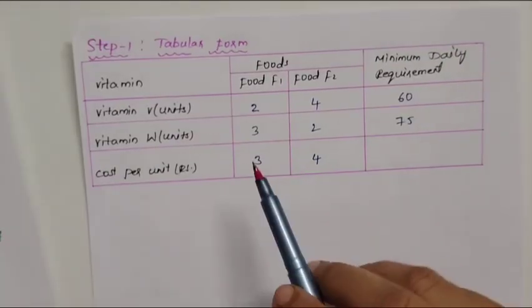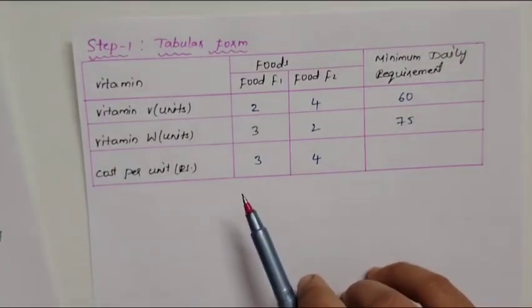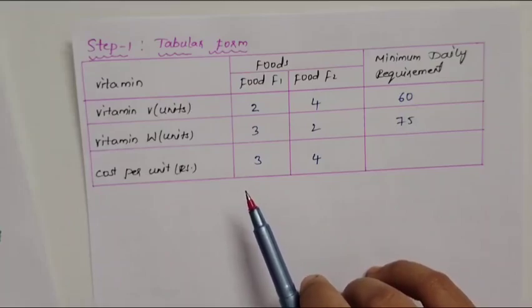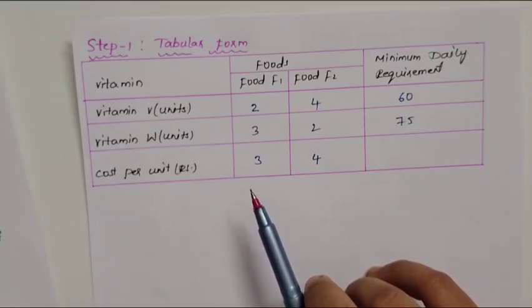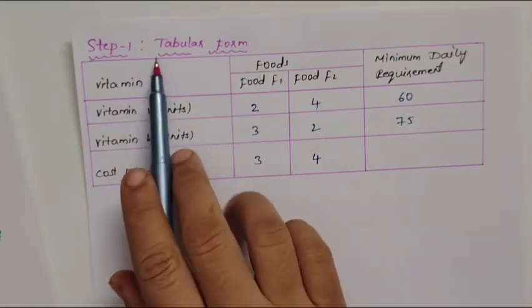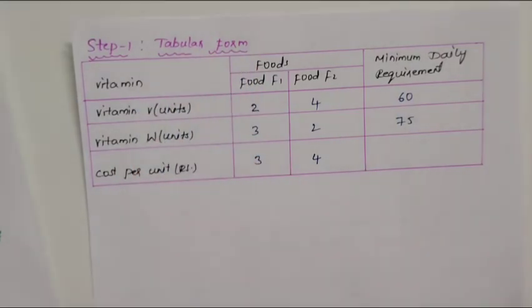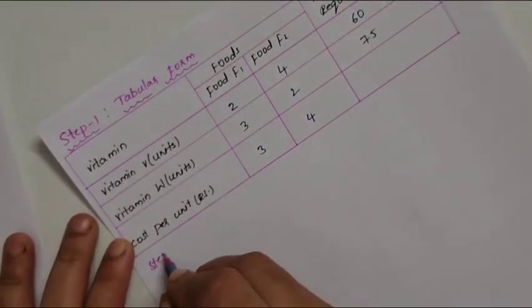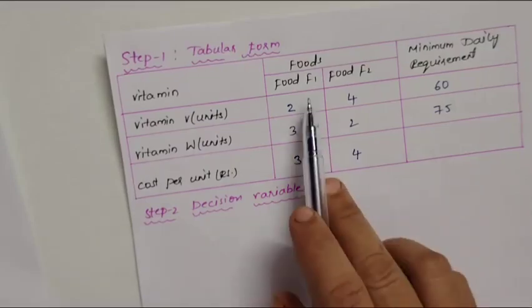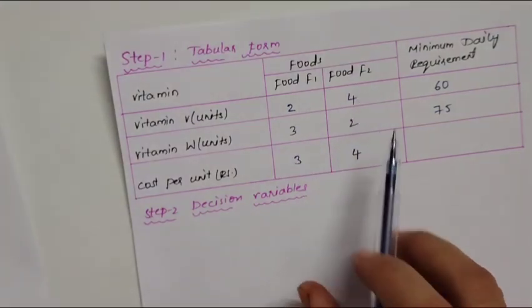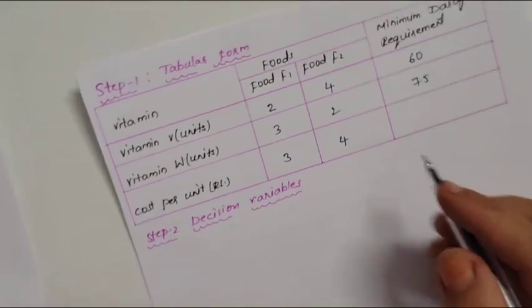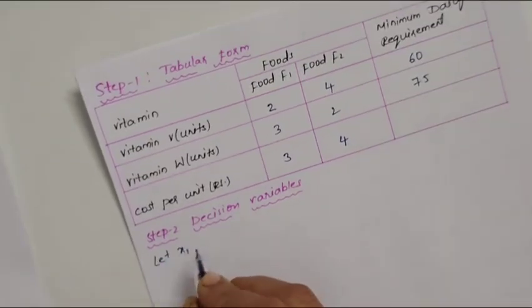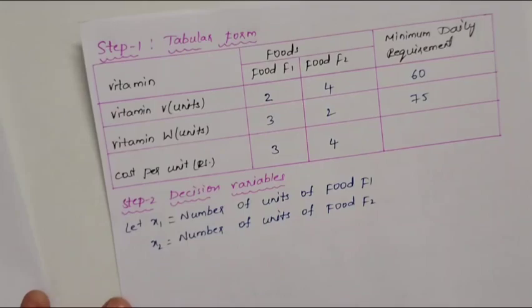After taking all the details in a tabular column, we'll move to our next step, the first step of a linear programming problem, that is the decision variables. We have two decision variables, that is F1 and F2. We will represent them as x1 and x2. Let x1 and x2 be the quantities of F1 and F2. These are our decision variables because they represent the quantities we need to determine.